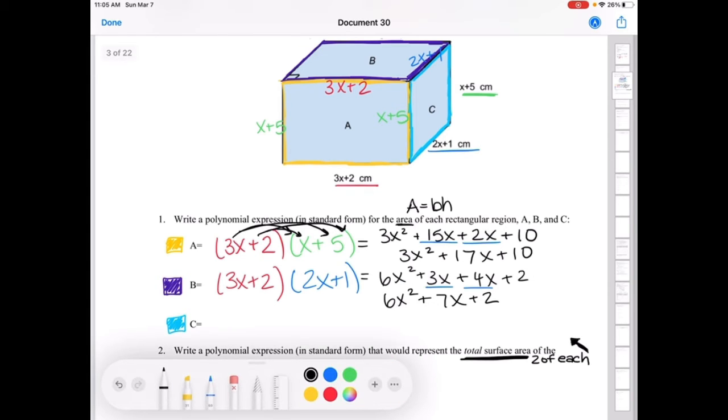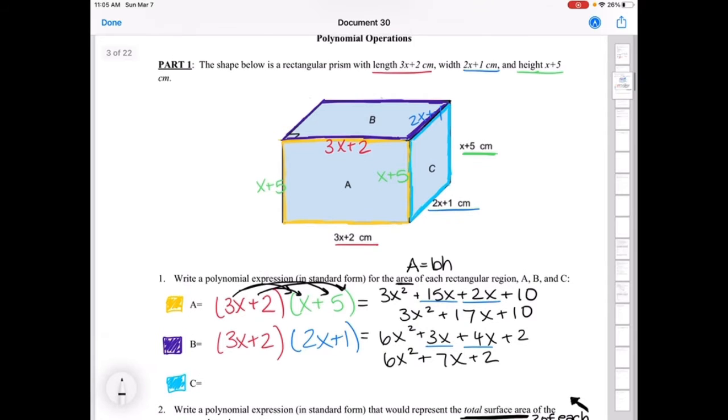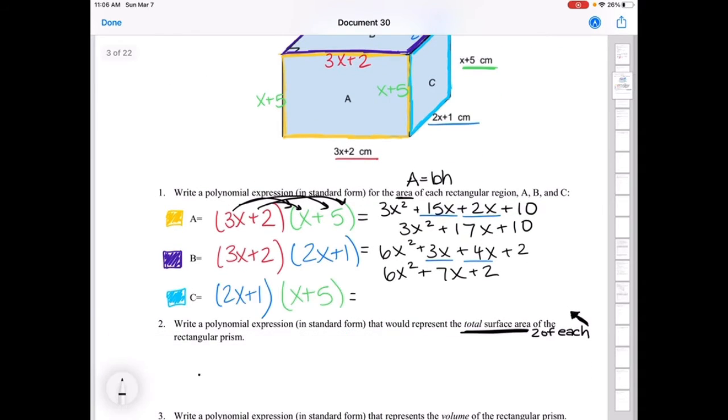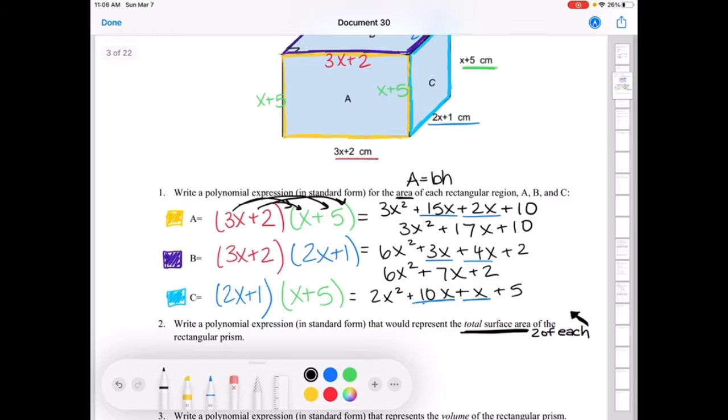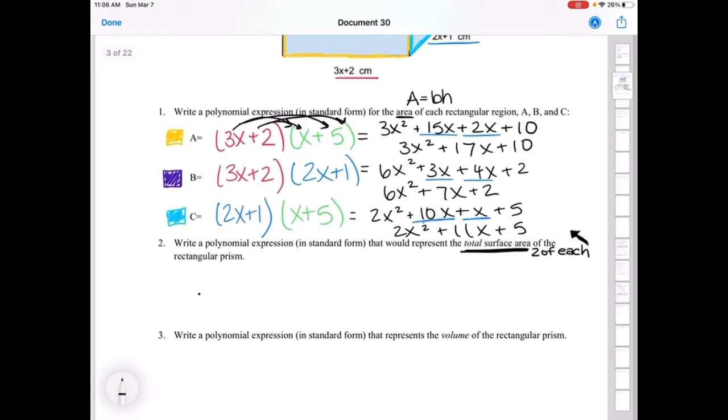Lastly, I need my C region, which is my light blue region. And I have my width, and I have my height. So I'm going to have, and if I distribute, I get, and I can combine these two together because they're like terms. Now it asks, well, write a polynomial of the total surface area.